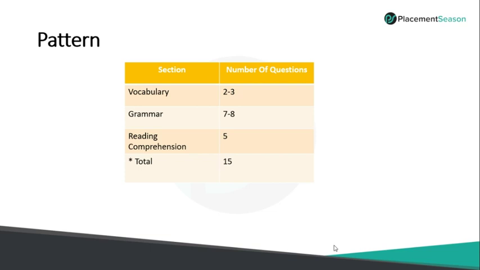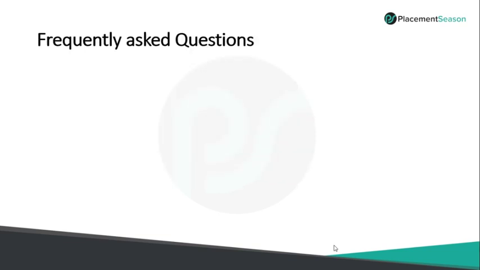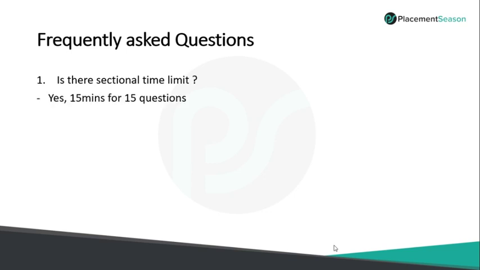vocabulary, basic grammar, and reading comprehension. In vocabulary, you get 2 to 3 questions, grammar is 7 to 8 questions, and you get 5 questions from reading comprehension, and everything sums up to 15 marks. So the FAQs: is there a sectional time limit? Yes, it's generally 15 minutes for 15 questions.